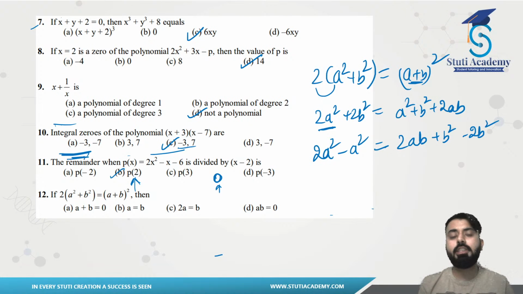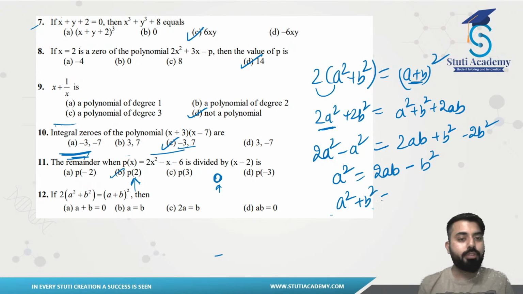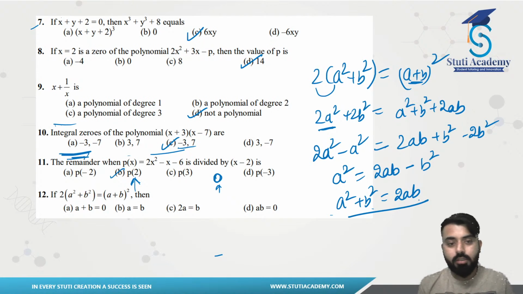Alright, you can just see I've just put a square terms on the same side and b square on the other. So you guys see 2a square minus a square, that will be a square, which is equal to what? 2ab minus, you can see that will be what? That will be a negative b square, right? So now you have to do what? You have to figure out which one will be true in this case. So you guys see, if I just put it here, a square plus b square, that will be equal to what? 2ab.